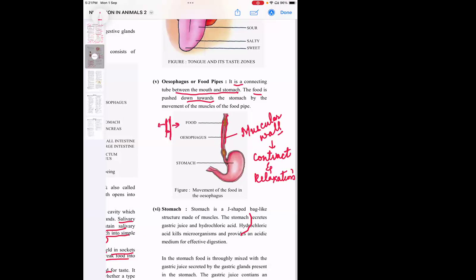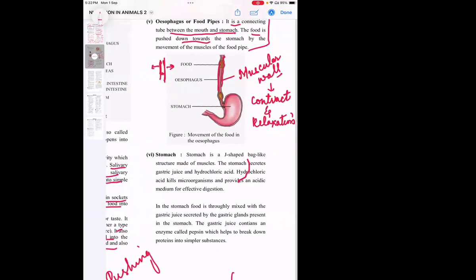So by doing so, what happened? Continuously contracting, relaxing, contracting, relaxing. Automatically, the food will go down to the next part, which is called the stomach. And this kind of movement is called peristalsis. So peristalsis is the movement of the food to the stomach because of the contraction and relaxation of the muscular wall of the esophagus. Since the wall of the esophagus continuously contracts and relaxes, the food is pushed down to the stomach.